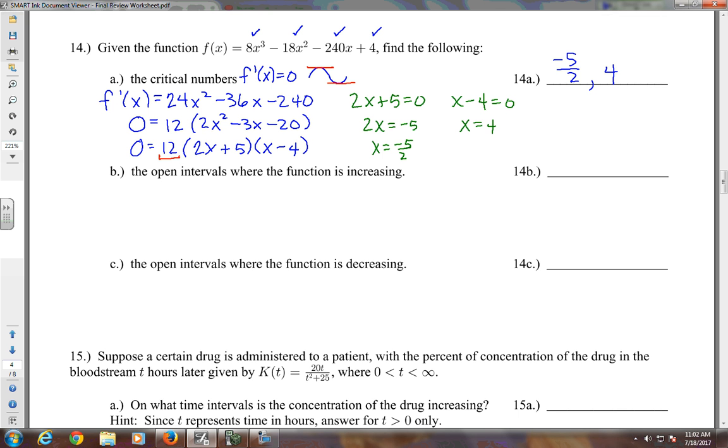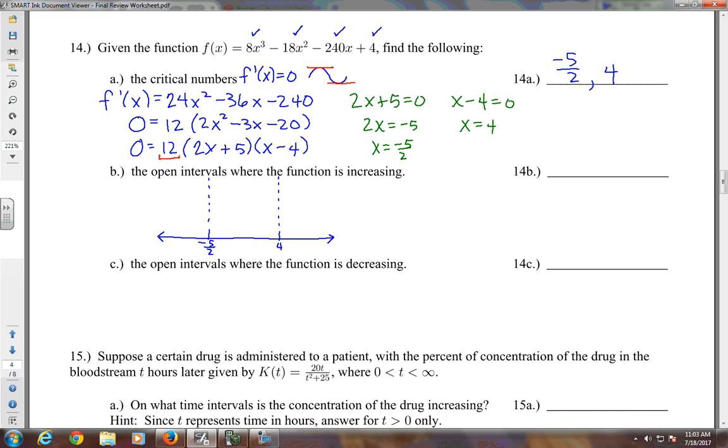Part B says find the open intervals where the function is increasing, and notice part C, decreasing. So I'm going to do all the work here in the space for B, and this is going to help me to answer both B and C. What I want to do is form a number line and put both of my critical numbers on this number line in numerical order. So negative 5 over 2, somewhere over here, 4, somewhere over here. This is going to divide our space up into 3 sections.